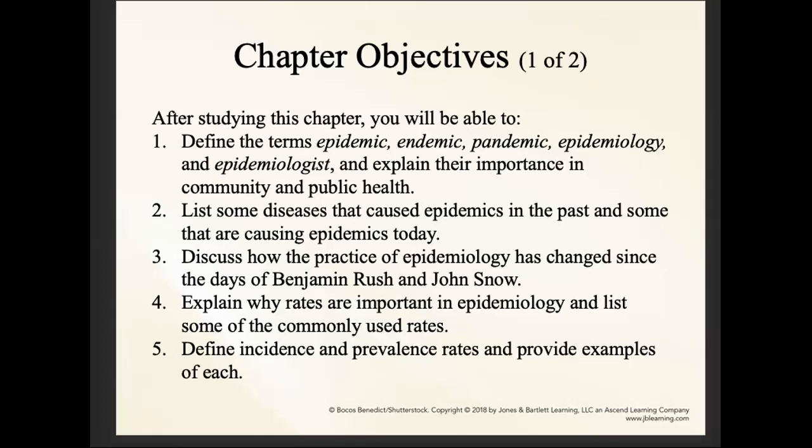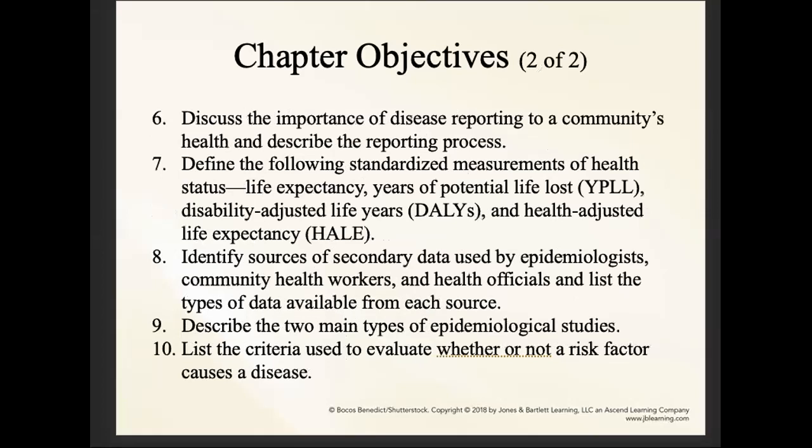Define incidence and prevalence rates and provide examples of each. Discuss the importance of disease reporting to a community's health and describe the reporting process. Define the following standardized measures of health status. So these include life expectancy, years of potential life lost, which is abbreviated YPLL, disability adjusted life years, abbreviated DALYs, and health adjusted life expectancy, abbreviated HALE.